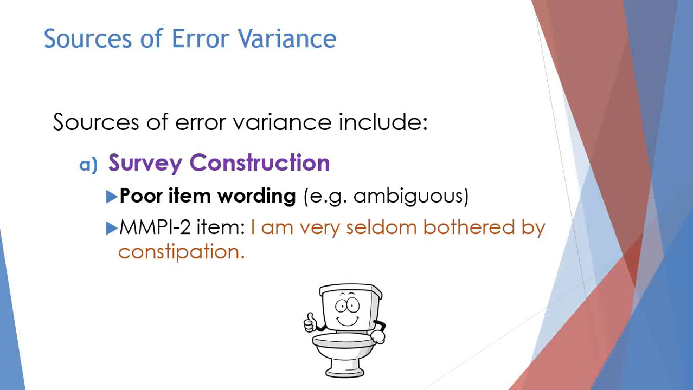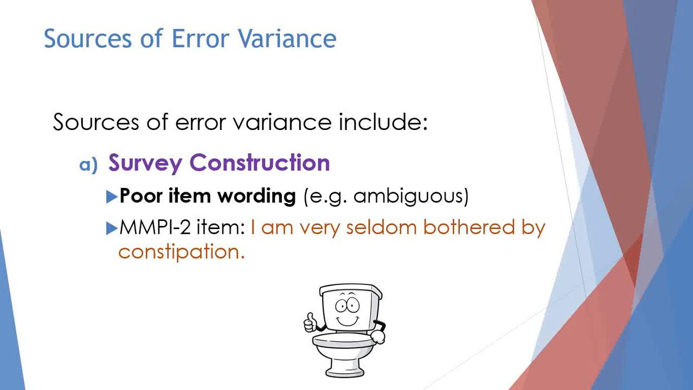This one is taken from the MMPI-2, so it's an actual clinical scale. I am very seldom bothered by constipation. So I might interpret that two ways. I don't have constipation often, so I might strongly endorse that item.